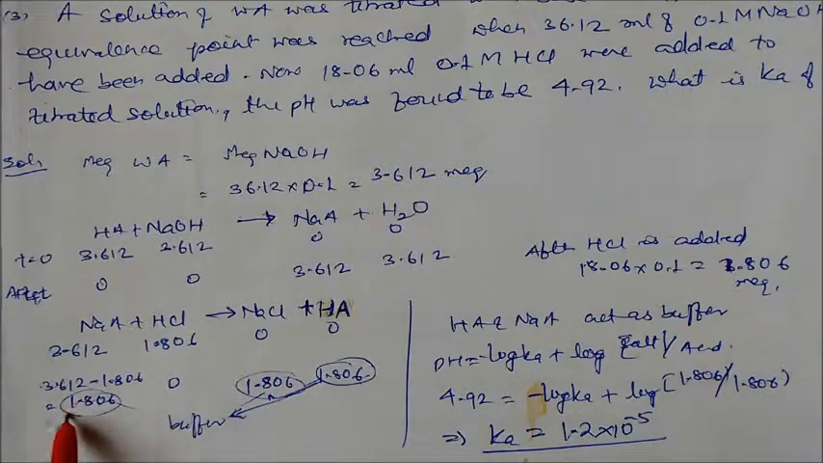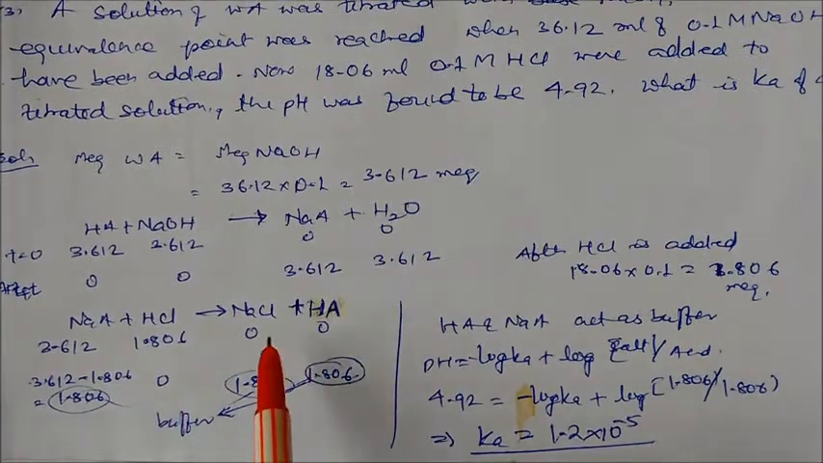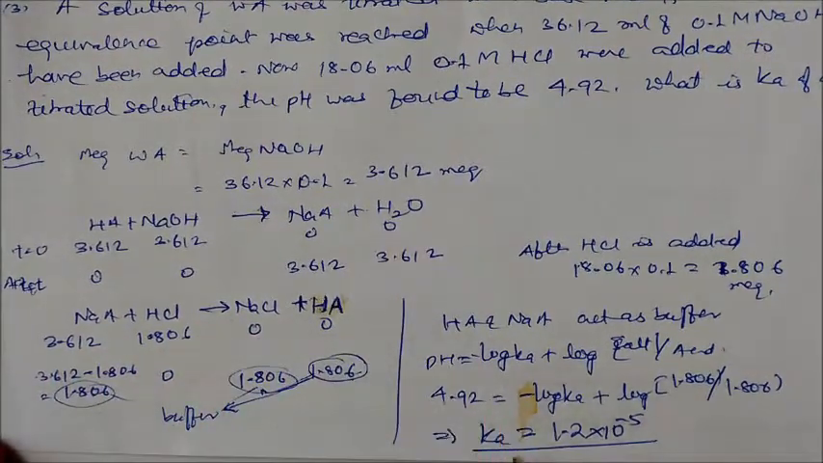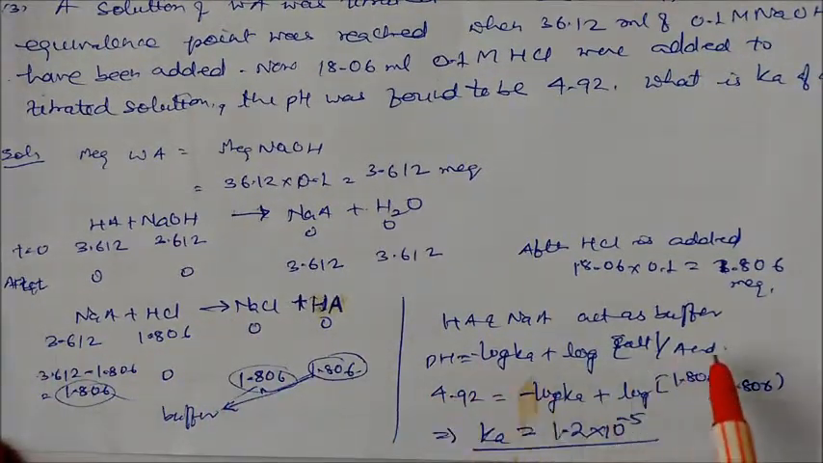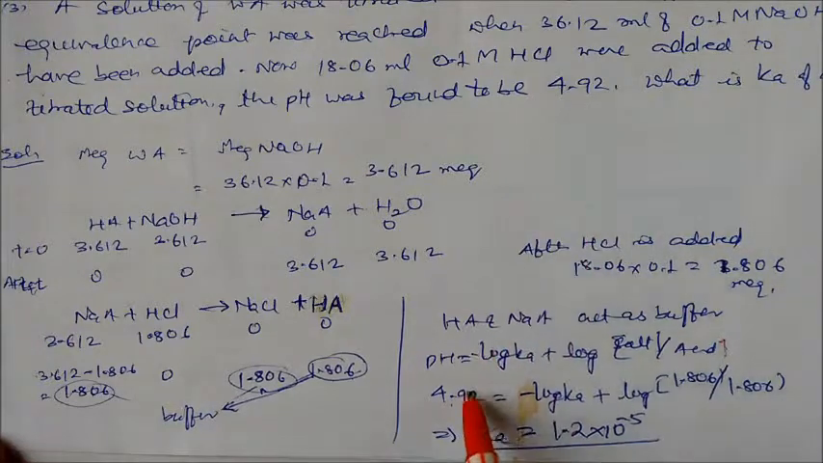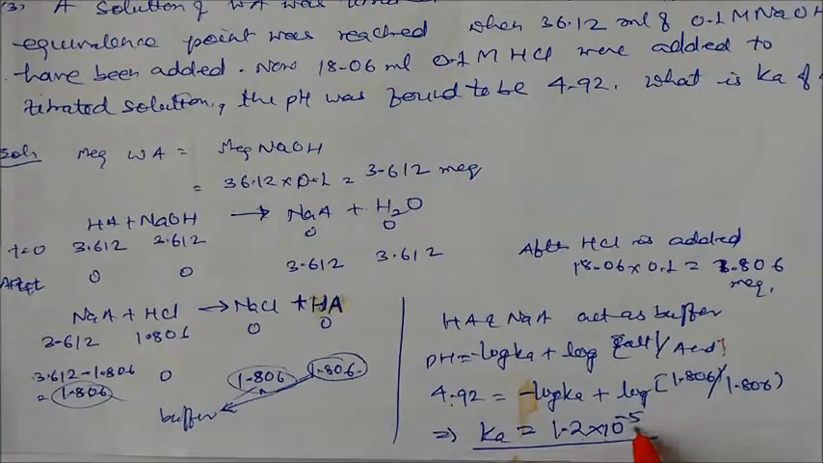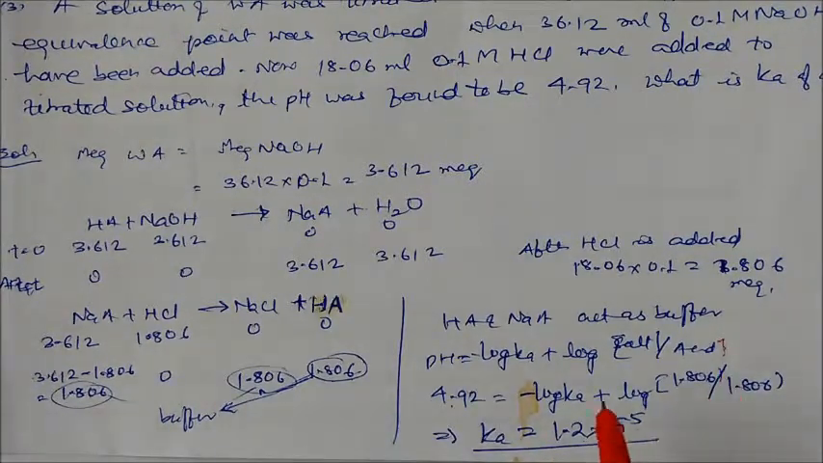You can see the concentration of salt after reacting is 1.8, and NaCl is also 1.8. These two, HA and the sodium salt, form a buffer. So we can apply the Henderson equation: pH is equal to log K plus log salt by acid, and substituting the values, pH of the solution is 4.92, and K we need to find out. So this will give you K equal to 1.2 × 10⁻⁵. This is the maximum buffer capacity of the solution.